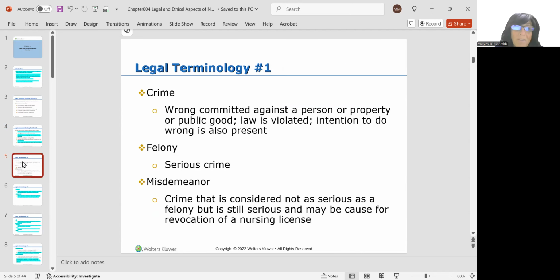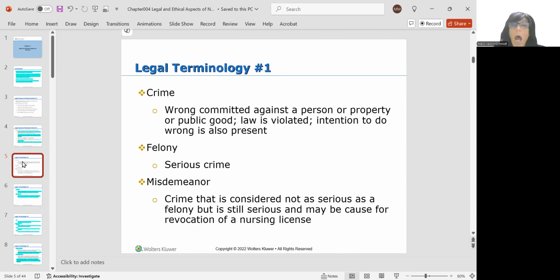So some legal terms. What's a crime? A crime is a wrong that's committed against a person or a property or public. It can be the actual commission of the crime, or it can be the intention to do wrong. Okay. And then when it comes to crimes, there are gradations. So you have felonies, which are serious crimes, and you have misdemeanors, which are still crimes, but not quite as big a deal. Okay.